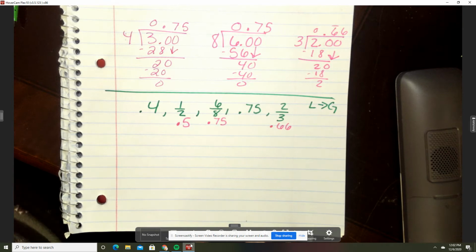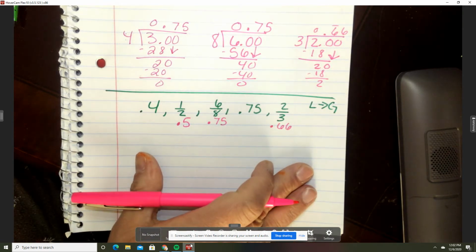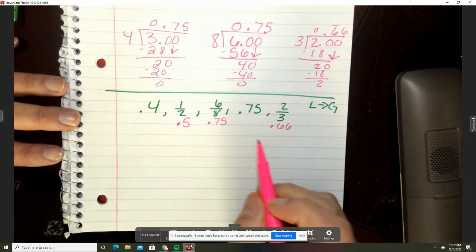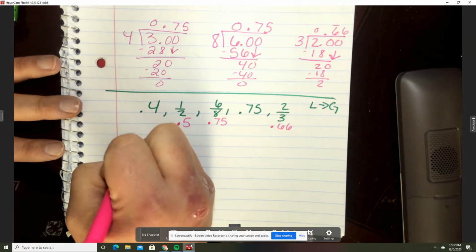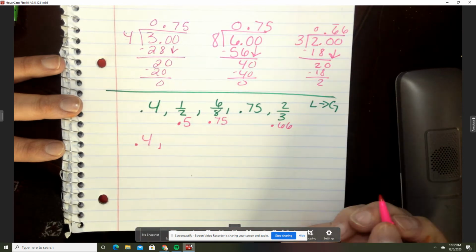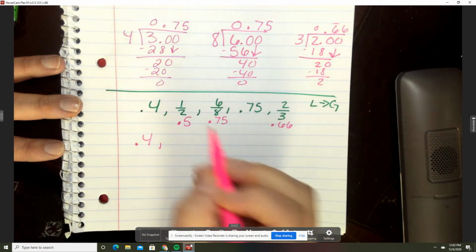Now, we can go into it here. All right. So my smallest, I'm doing least, my smallest fraction, or decimal, is 4/10. Then I've got 1/2.